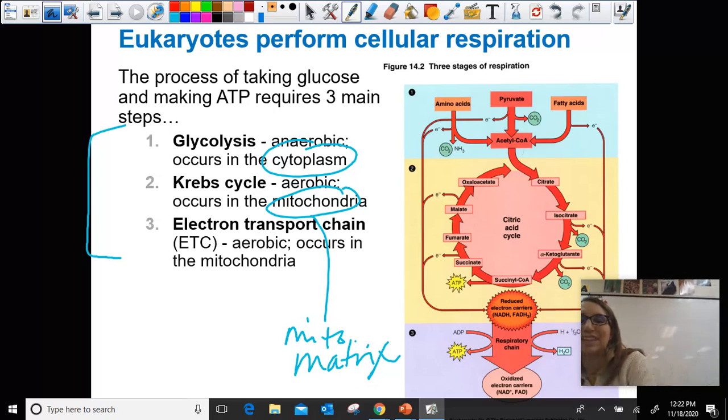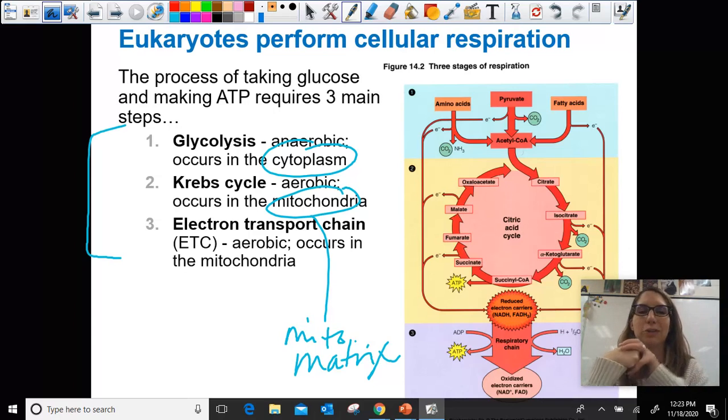Okay, so that's the part of the mitochondria. Remember, it's in between those folds that we see on the inside. The electron transport chain is also aerobic. It also requires oxygen, and that's where we're actually going to produce some water. So this is like the reactants that we use in photosynthesis are what we're actually going to be producing in this process now.